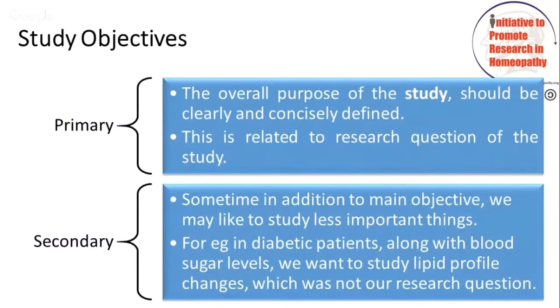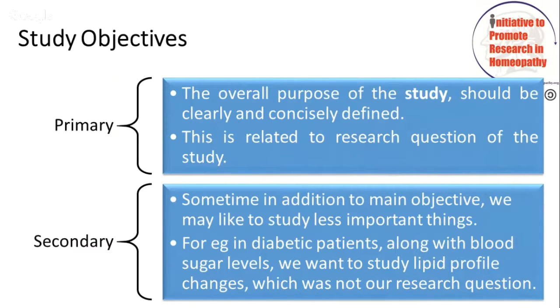After introduction, you must define the study objectives. Objectives are primary and secondary. These are very sensitive things. Many times we write many objectives: one, two, three, four, five, six objectives, maybe seven, A, B, C, D, E, F. But there should be only one primary objective, and that should be the overall purpose of the study. It should be clearly and concisely defined.